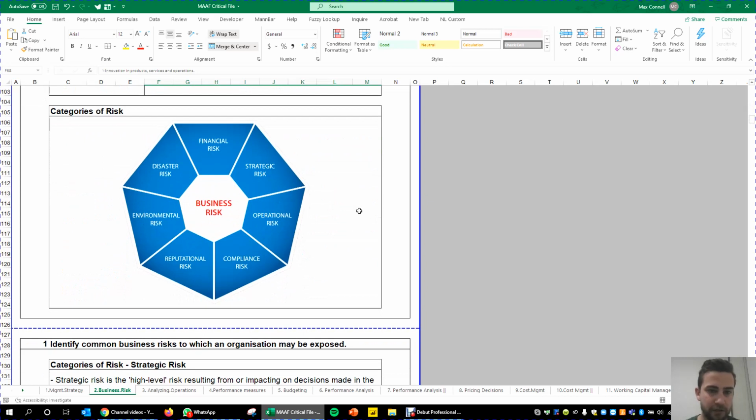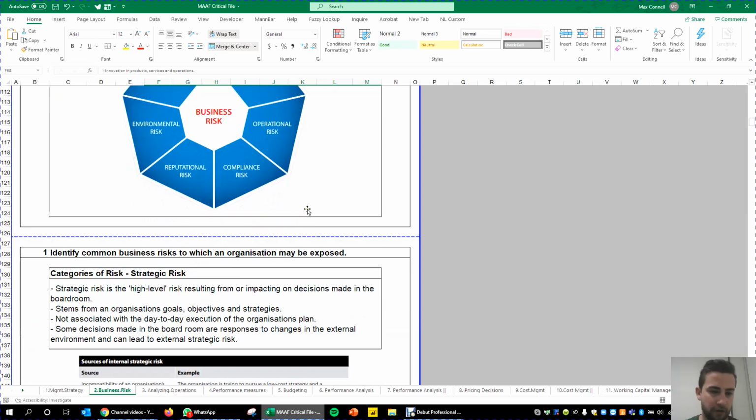Going back to the categories of risks, again, this isn't too important for your final exam. It's more just helping you, I guess, go through the thought process of identifying the correct risk for a particular theoretical company. So financial risk, strategic risk, operational risk, compliance risk, reputational risk, environmental risk, disaster risk are the categories of risk.